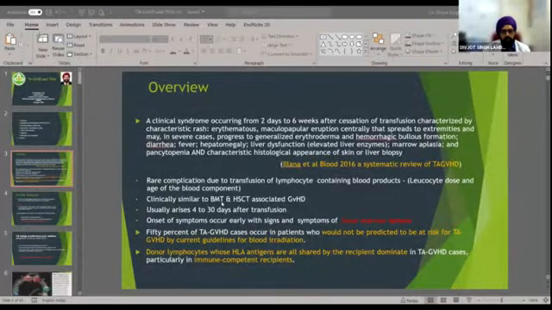It is clinically similar to the graft versus host disease that develops in bone marrow transplant and hematopoietic stem cell transplant patients. Usually it arises between 4 to 30 days after transfusion. Onset of symptoms occurs early with signs and symptoms of bone marrow aplasia. So 50% of these cases occur in patients who would not have been predicted to be at risk for GVHD by the current irradiation guidelines. And donor lymphocytes whose HLA antigens are all shared by the recipient dominate in the GVHD cases.